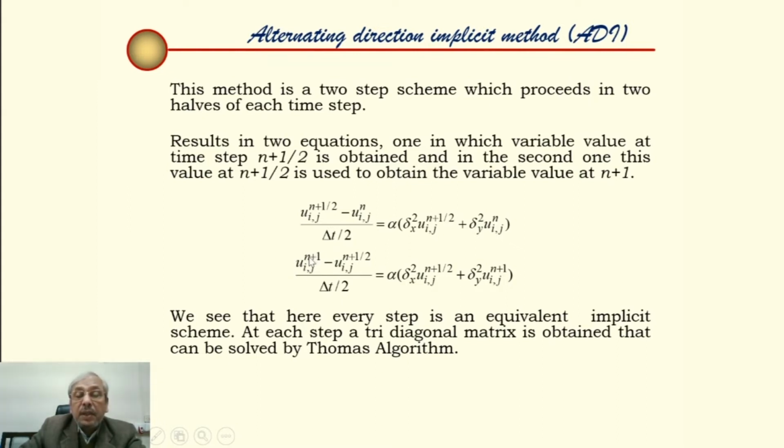And that is how the implicitness comes when we express the discretized form of the dependent variable on the right hand side in terms of unknown quantities. N plus 1th level values are not known. Similarly, in the first step, n plus half level values are not known. We see that here every step is an equivalent implicit scheme. At each step, a tridiagonal matrix is obtained that can be solved by Thomas algorithm.